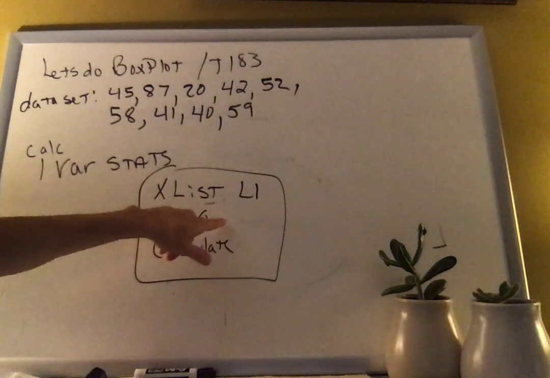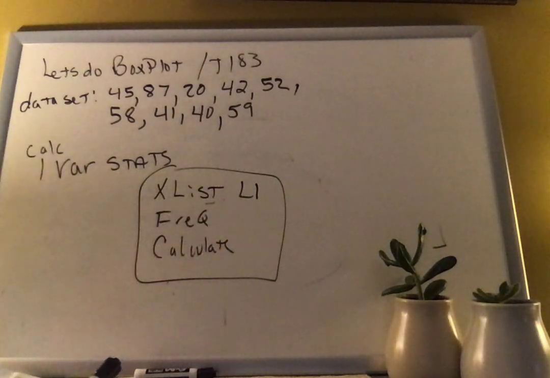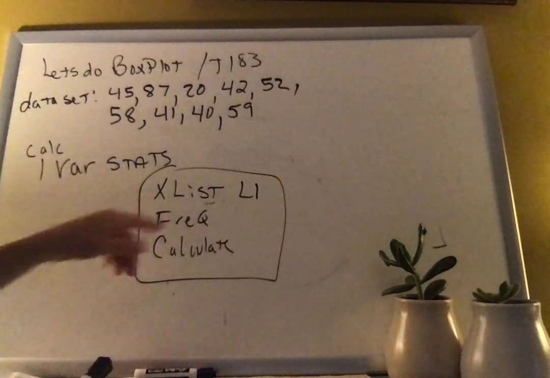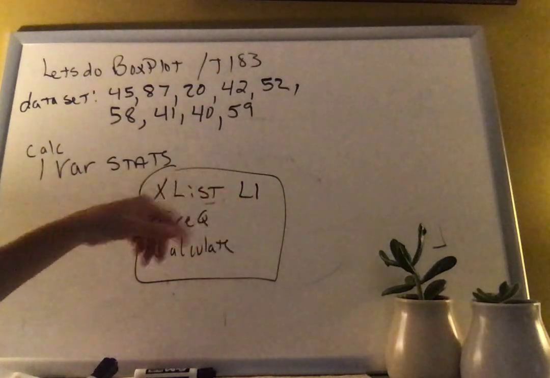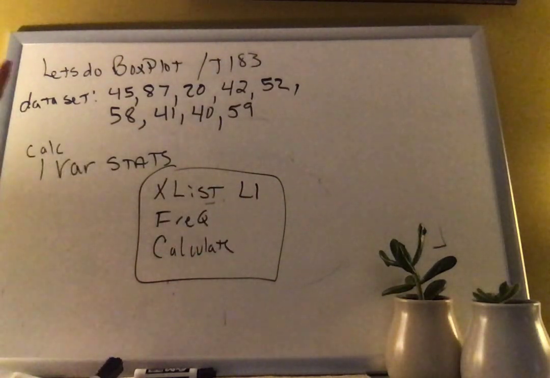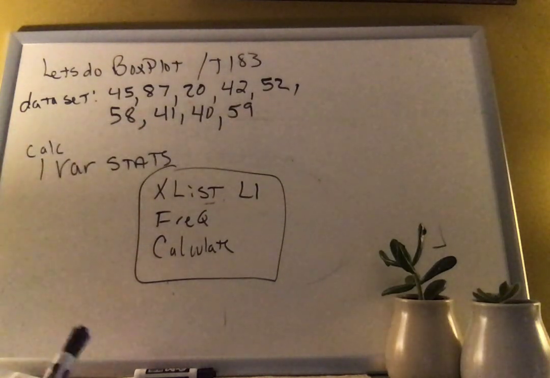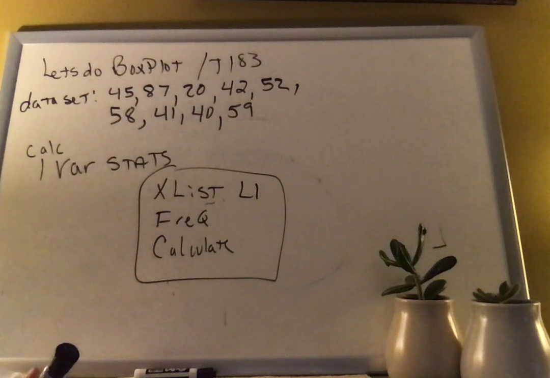Frequency should always just say 1. We're never going to change that. And then calculate. But this thing of telling your calculator which column, let's say I wanted to do stuff on L3. If at the very beginning you had just hit the enter key twice, by default it's always going to do L1. But if you wanted stuff on L3, you're going to have completely the wrong stuff.